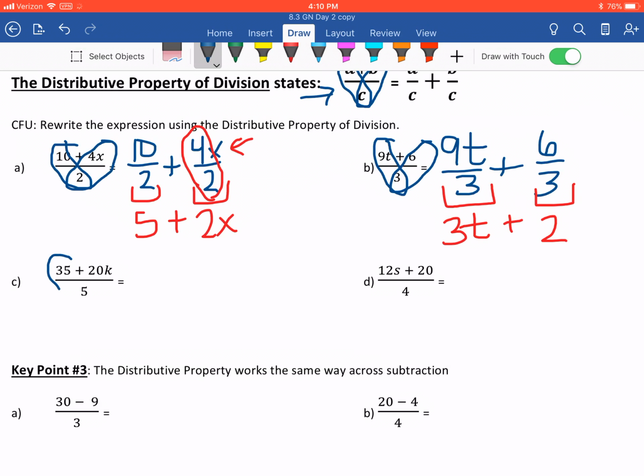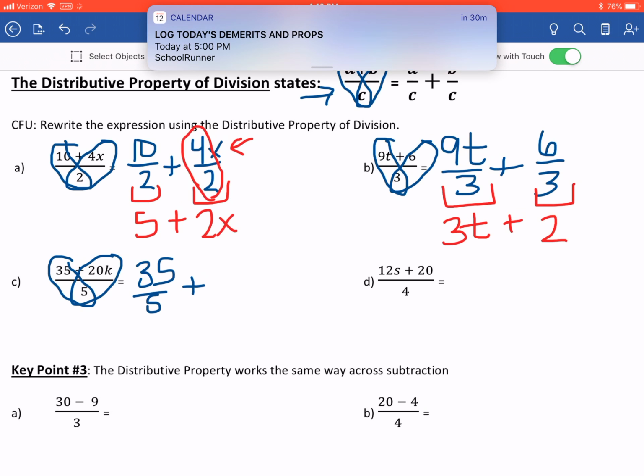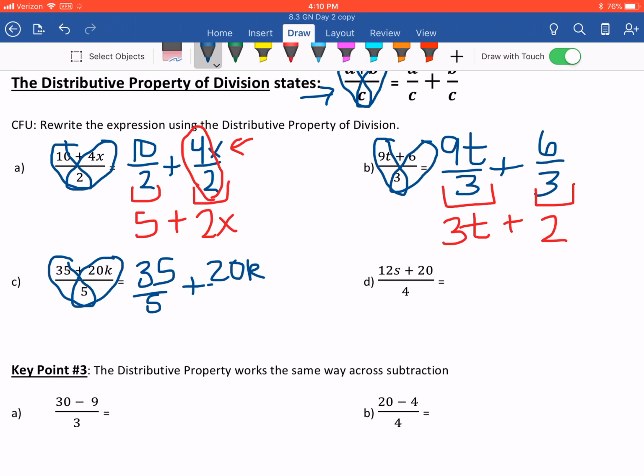All right, next one, 35 and 5. 35 divided by 5 plus 20k divided by 5. Let's do some simplifying. 35 divided by 5 is 7 plus 20k divided by 5. 20 divided by 5 is 4, so this becomes 4k. You just pretend like the k is not even there. Then you put it back at the end.